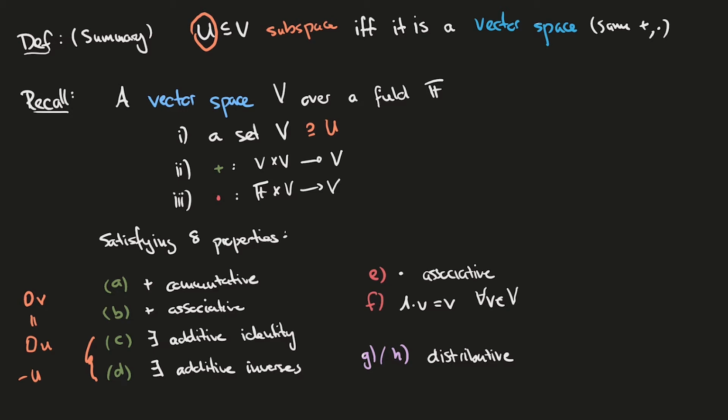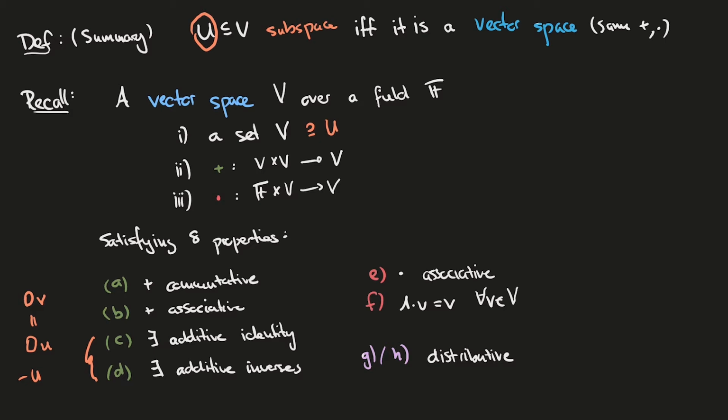As you can imagine, it would be pretty tedious if we had to check all of these 8 properties each time we wanted to determine whether a subset is a subspace. In fact, we can reduce the number of things we need to check down to 3, and in order to see this, we need to think about what can go wrong.